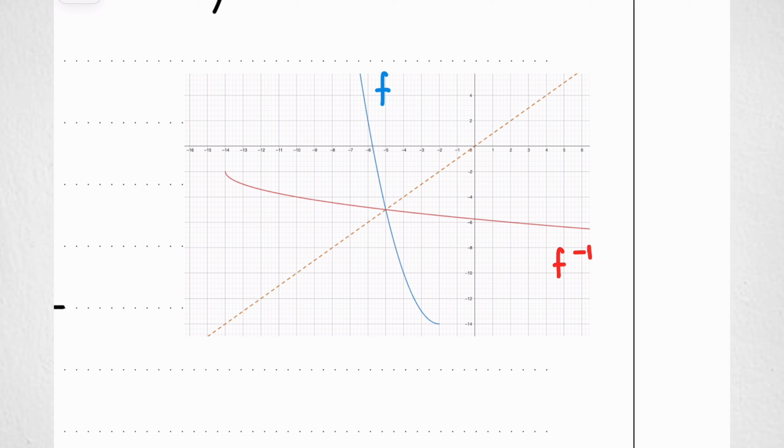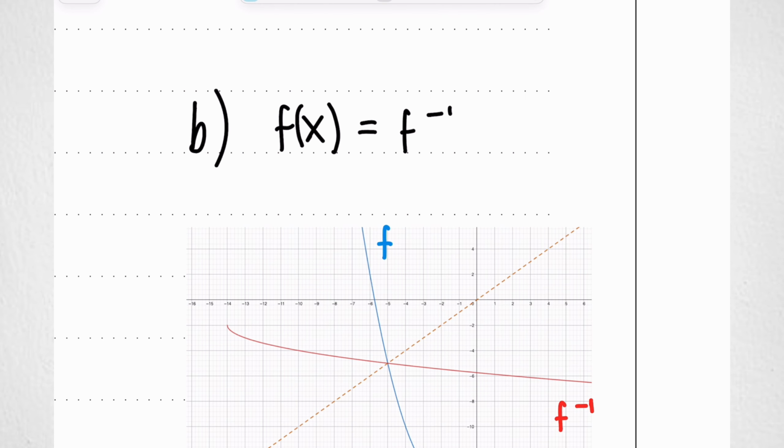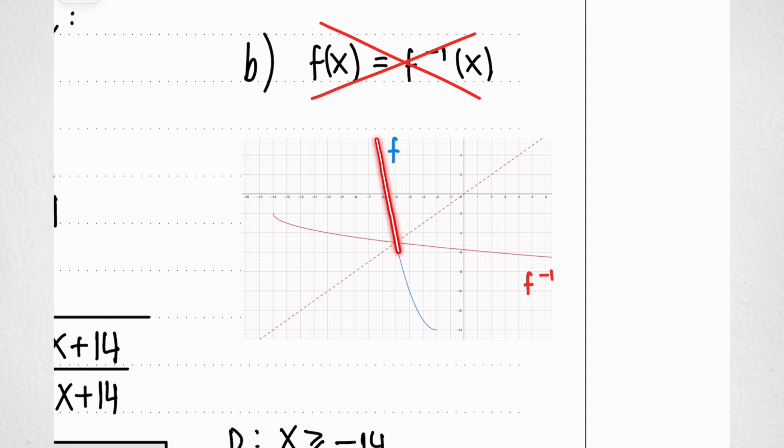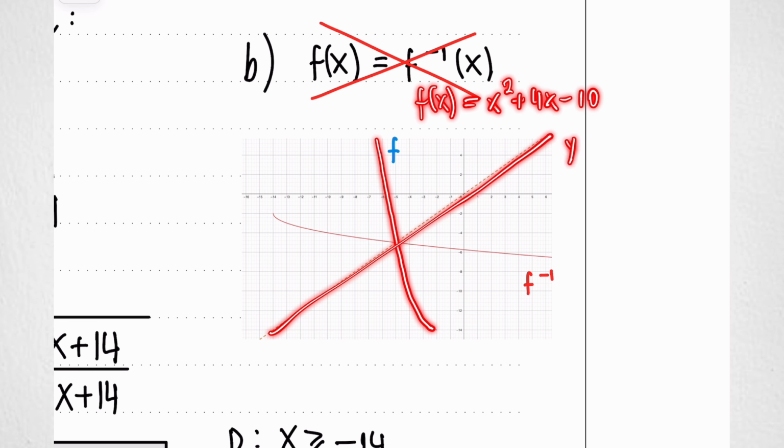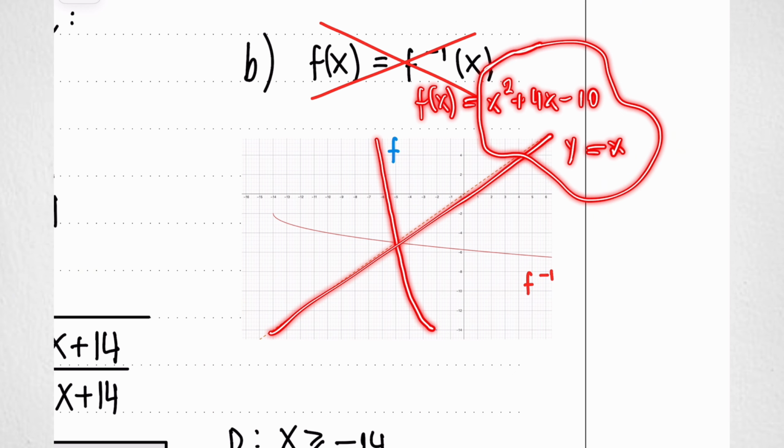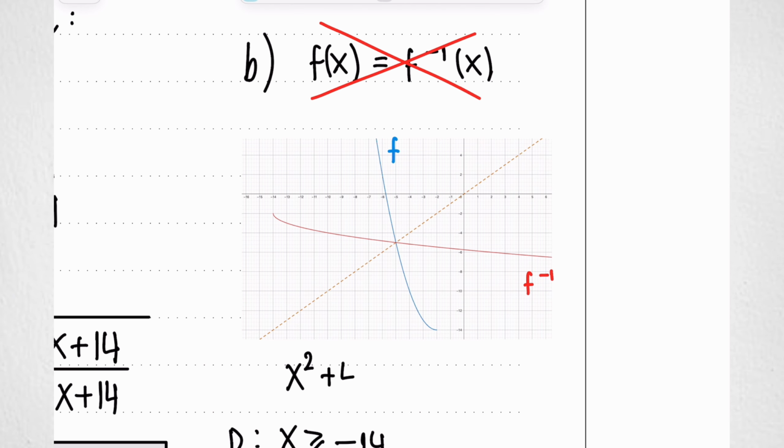So instead of doing f of x equals f inverse of x, which would be disastrous because it involves an equation which we cannot solve, you can do f of x equals x. This means that if this is the function x squared plus 4x minus 10, and this is the function y equals x, you're finding the intersection by making one equal to the other, which means x squared plus 4x minus 10 equals x. And this is a quadratic that we can solve.